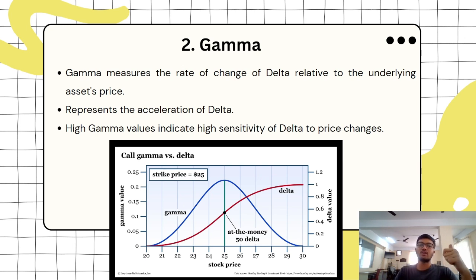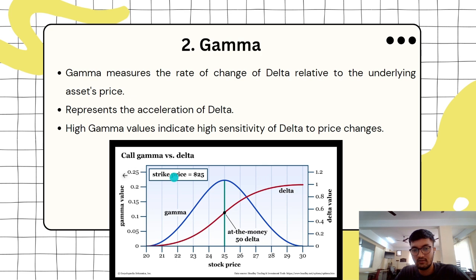Gamma. Gamma measures the rate of change of delta relative to the underlying asset price. So, the rate at which delta is changing, and delta is the rate at which the premiums are changing relative to the asset price. Gamma measures all of that. I think you are clear, right? The rate of change of delta relative to the changing underlying asset price is called gamma. It represents the acceleration of delta. High gamma values indicate high sensitivity of delta to price changes.